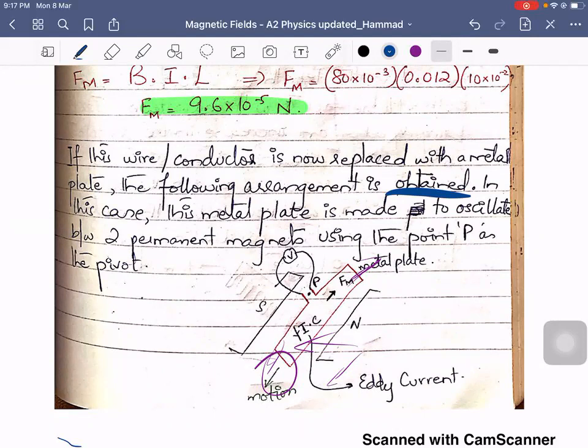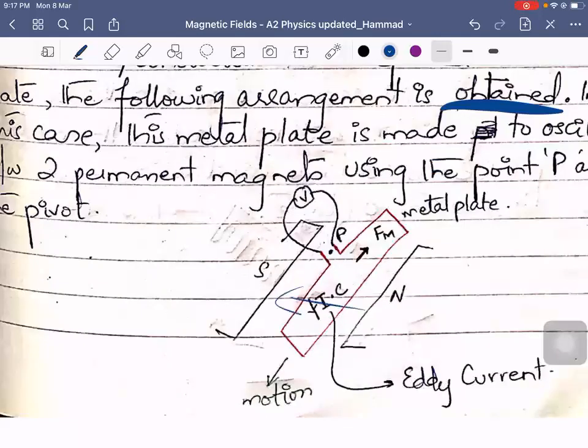if you use Fleming's left hand rule, right? Initially, if you use Fleming's left hand rule, your first finger points north to south, right? Your motion is in this direction, meaning to say your plate could move either in this direction or in this direction, right? About the point pivot because it's fixed, right?